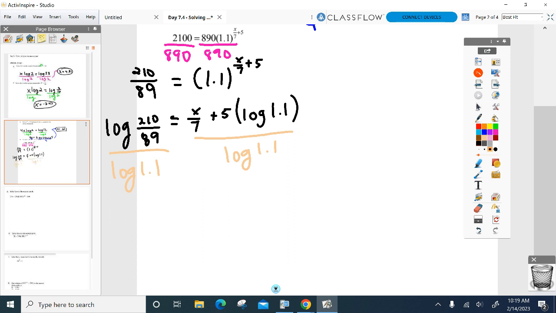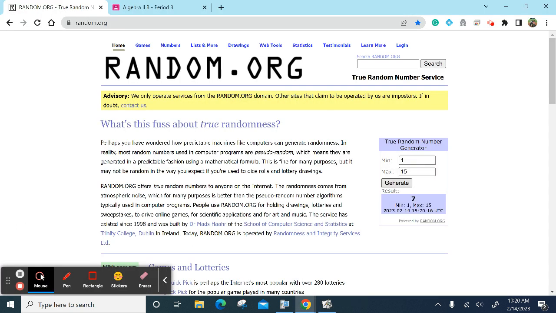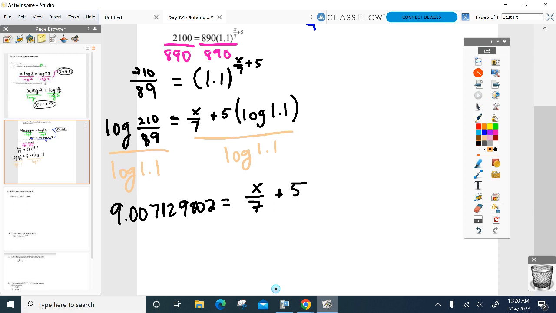And like we talked about in the previous problem, yes, you have to write that full decimal out because I don't think this one changes over to a fraction. You can always check. I don't think this one does. So 9.0071299802 equals x over 7 plus 5 is left. You guys got this. So once you get rid of the log, it looks a lot easier now. What's next to move? Subtract 5 to both. Yep, subtract 5. Good work.